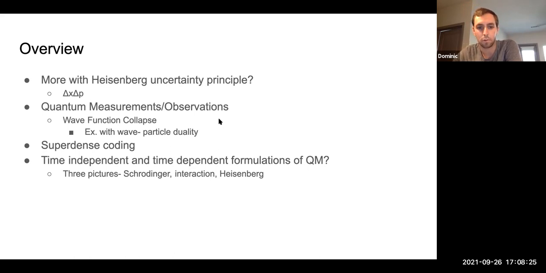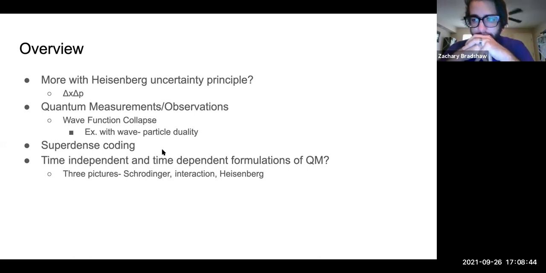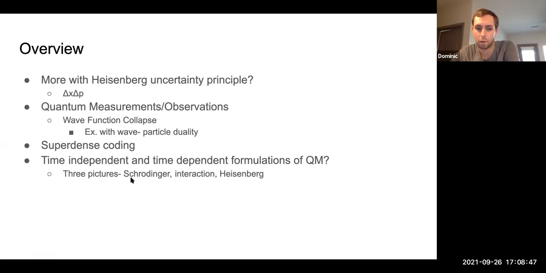I'm going to talk about quantum measurements and observations and their results, a little bit about wave function collapse and what that is, and give an example with wave-particle duality, which is another interesting quantum effect. Then we'll do a little bit about superdense coding. And then I'm just going to mention, not going into detail at all, some other ways to frame quantum mechanics and some other formulations, because I think there was a question about time dependency last week, so I thought I might mention that.